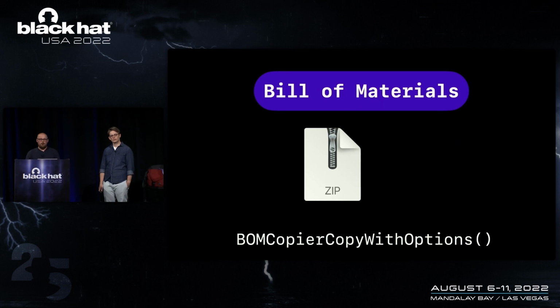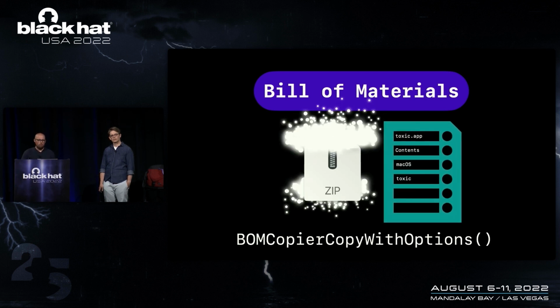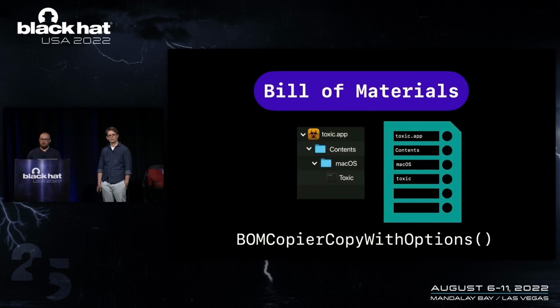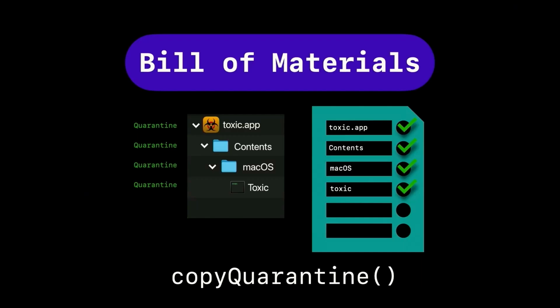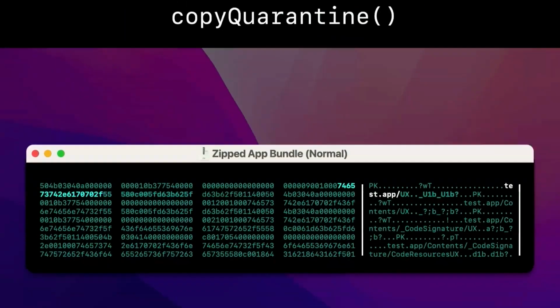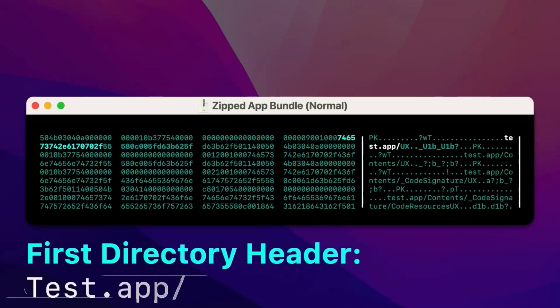So upon unarchiving the application from a normal zip file, the BOM, seen on the right here, will keep track of each file that gets unarchived. The unarchiving logic then goes through each file in the BOM and applies the quarantine attribute fittingly. One big thing we noticed analyzing a normal zipped application in a hex editor is that the first zip file header starts at the root application directory.